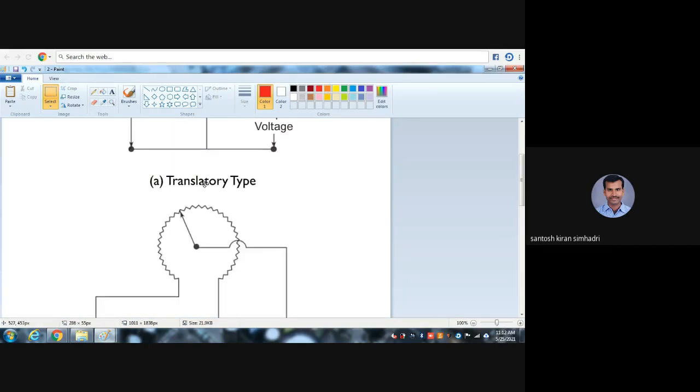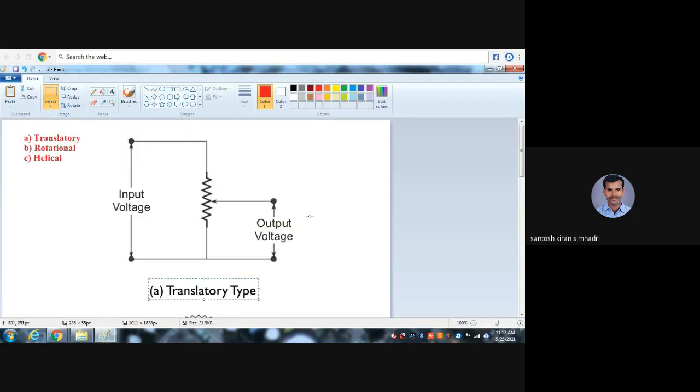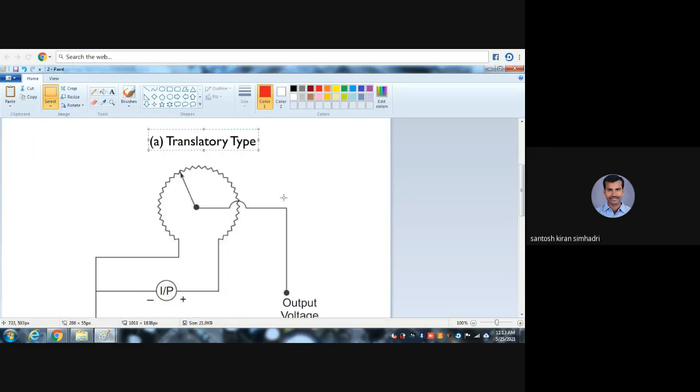I will paste here. The first one is the translatory type. Simply it looks like a straight line. If you vary the resistance value, the input voltage is varied accordingly to the output voltage. Output voltage is varied. Once you vary the R value, V equals IR, R is varied, then what about V? V is also varied. That's all. That is the translatory type.